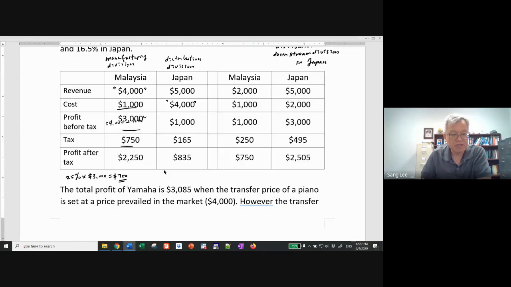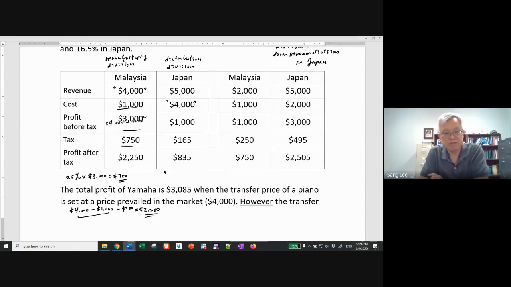So profit after tax is what? $4,000 is the transfer price the manufacturing division charges the distribution division in Japan, but the true cost of production is, let's say, $1,000. The income was earned in Malaysia, so it pays 25% of its profit as tax, which is $750. So the difference is $2,250. That's the profit after tax of the manufacturing division in Malaysia.